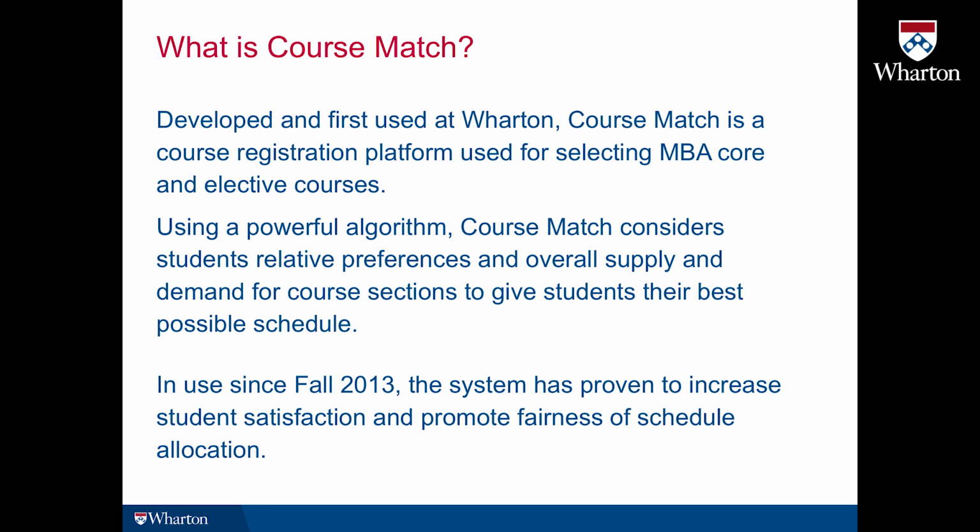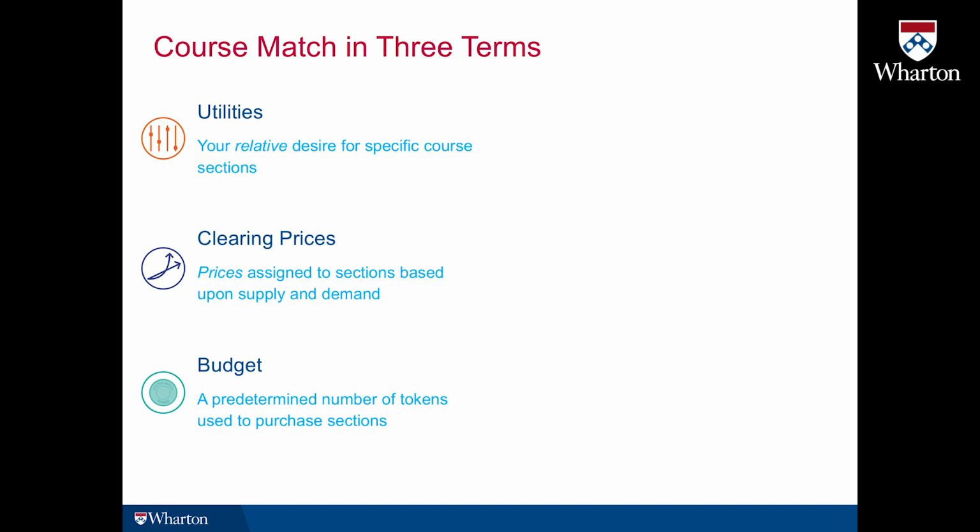The Wharton MBA program has used Course Match since fall of 2013, and the system has proven to increase student satisfaction as well as promote fairness of schedule allocation for our students. Course Match can easily be defined in 3 terms. Let's first start with utilities. This is one's relative desire for specific course sections. Next is clearing prices. Prices are assigned to sections based upon the supply and demand for a particular course section. Lastly, budget, a predetermined number of tokens used to purchase sections.